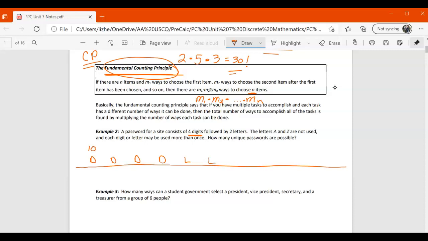So I have 10 options here, times 10 options here, times 10 options there, times 10 options there. And then how many letters are there? Well, there is 26 letters, but 2 letters cannot be used. So that takes us down to 24 times 24.